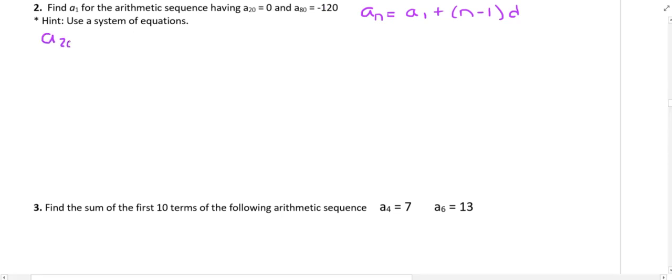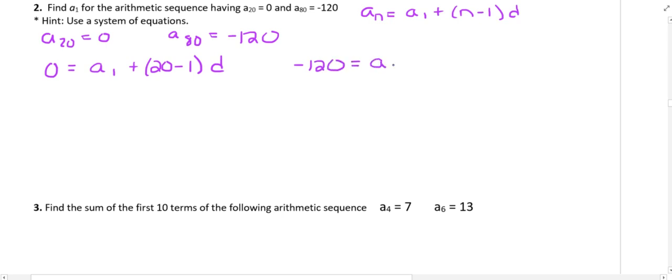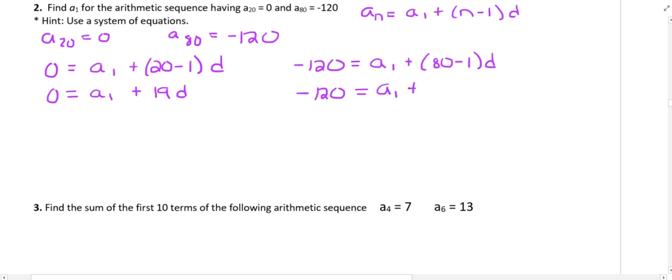So a sub 20 is 0, which means 0 equals a sub 1 plus 20 minus 1 d. Right? So we would get 0 with our a sub 1 for our 20th term. We also know a sub 80 is negative 120. So we know that negative 120 is equal to a sub 1 plus 80 minus 1 d. Okay, so then this would give us 20 minus 1d, that would be 19d. So we have 0 equals a sub 1 plus 19d. This is negative 120 equals a sub 1 plus 79d. Well, we're going to use a system of equations.